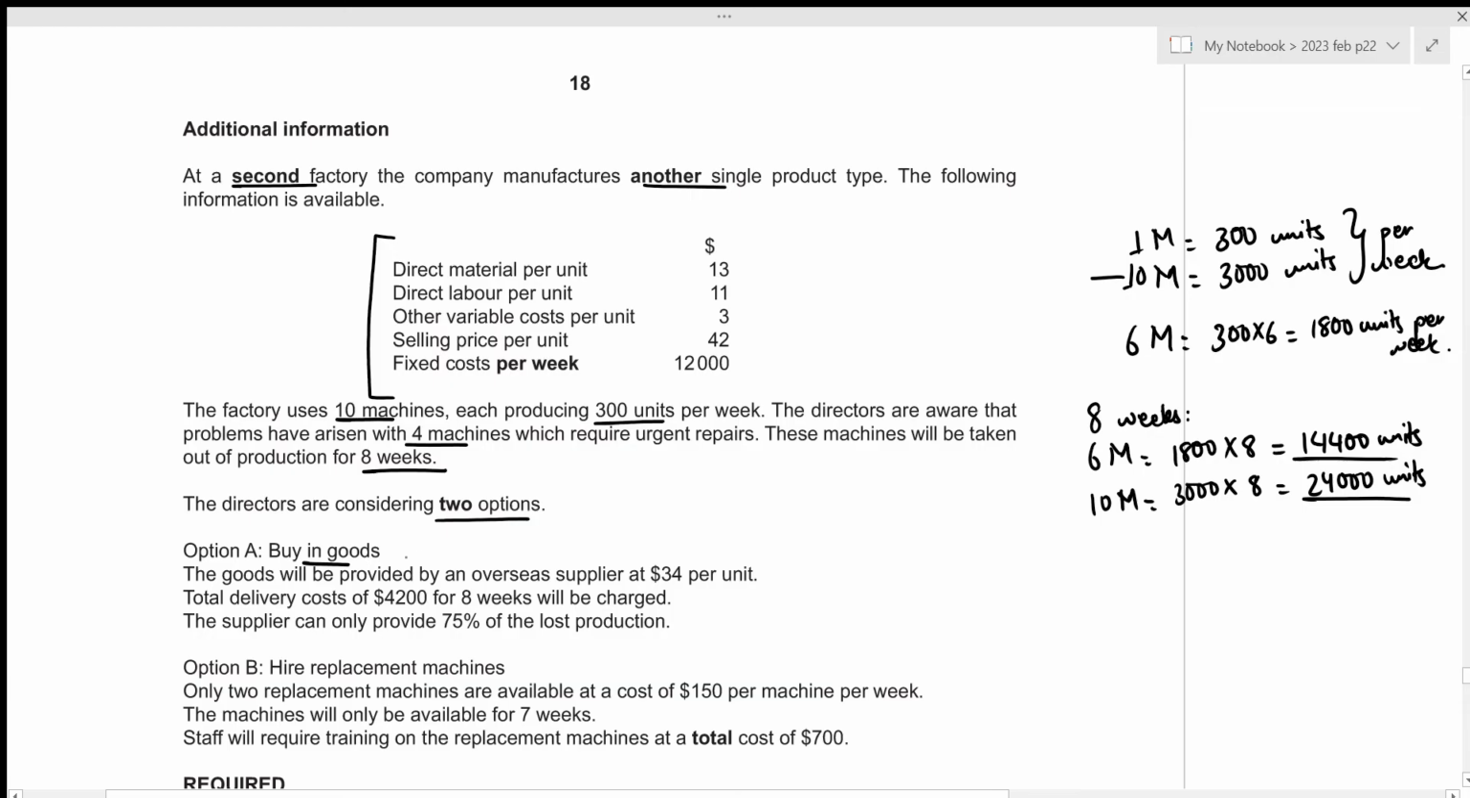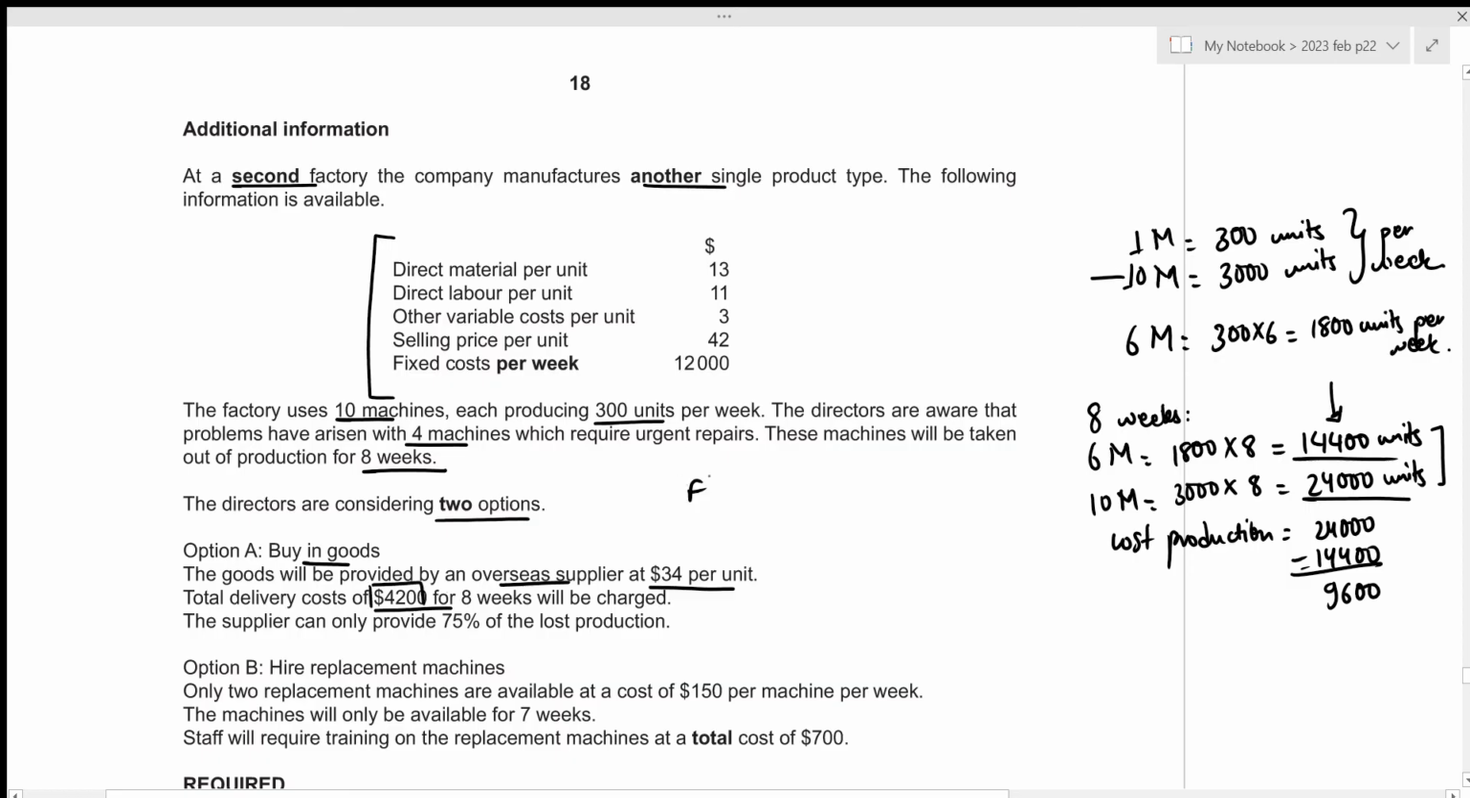We will buy in goods. So we can only produce 14,400, which means that whatever lost production there is, let's figure it out. That's 24,000 minus 14,400, which results in 9,600. So we'll buy in this lost production, and the goods will be provided by an overseas supplier at 34 per unit. Then the total delivery cost of 4,200 for 8 weeks will be charged. So this will now act as our fixed cost.